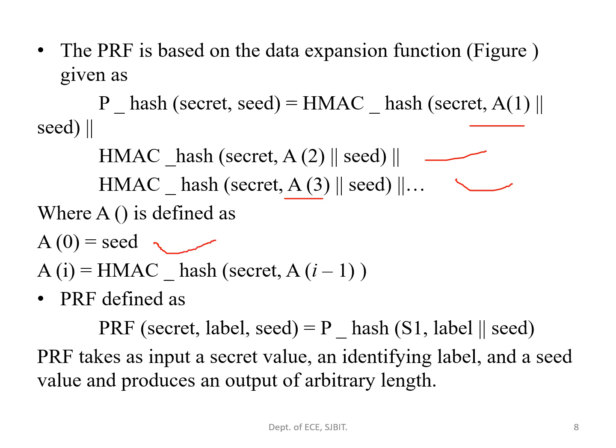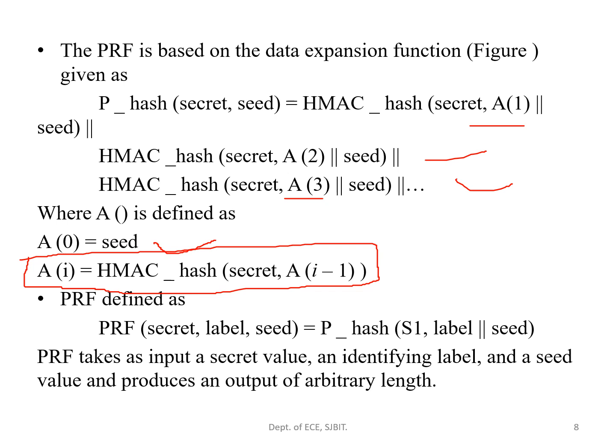A of i gives the HMAC hash function of the secret and A of i minus 1. If you put i as 1, A of 1 needs A of 0. If you put i as 2, then 2 minus 1 is A of 1. So that's why we write the equation: A of i is equal to HMAC, the hash-based message authentication code, of the secret comma A of i minus 1.